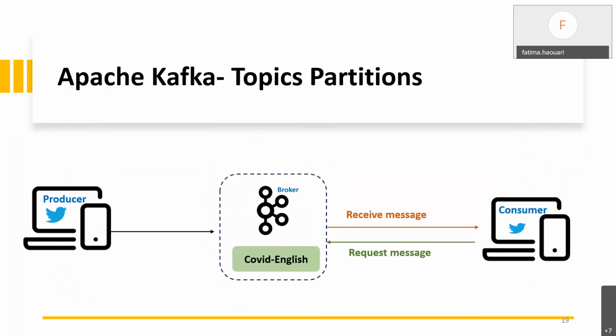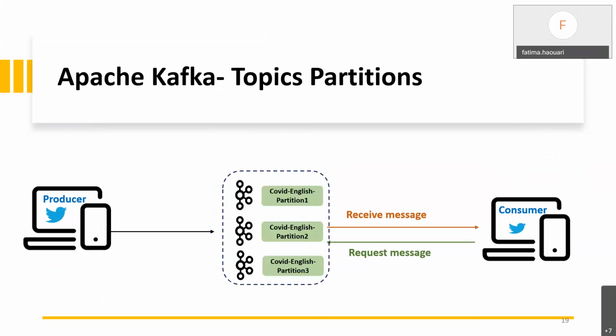Of course, because we are dealing here with big data, one broker, one machine, maybe cannot handle all the messages coming to a single topic. So in that case, we can partition each topic and distribute these partitions across brokers. For each topic, we have a number of partitions that we specify, and each partition could be in a different broker. I will explain later how consumers will deal with that and how they will receive data from which partition.